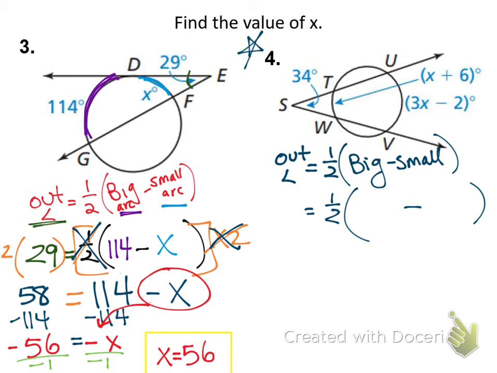What is the outer angle? 34. And then the bigger arc: 3x minus 2. And then the smaller arc: x plus 6. Before you plug it in, I want you to pause and look. I want to subtract all of the smaller arc, correct? If I plug it in like this, what is being subtracted? Just the x. So what do I need to write in order to know that I'm subtracting both the x and the plus 6? I need parentheses.